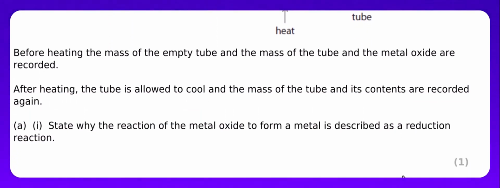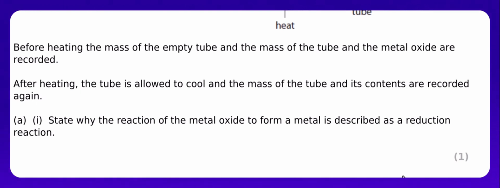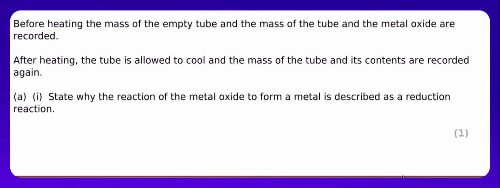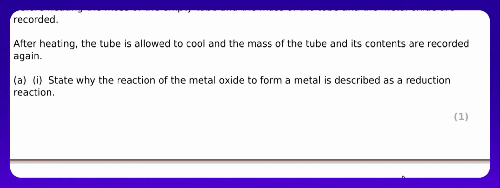Before heating, the mass of the empty tube and the mass of the tube and the metal oxide are recorded. So first of all, they recorded the masses of the apparatus mentioned. After heating, the tube is allowed to cool and the mass of the tube and its contents are recorded again. So part A, state why the reaction of the metal oxide to form a metal is described as reduction.